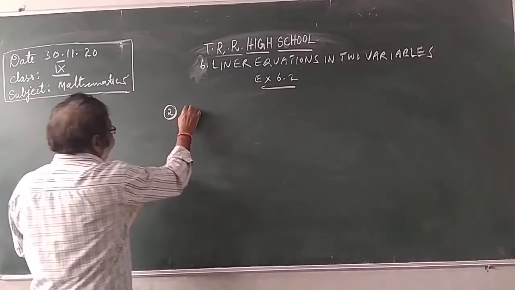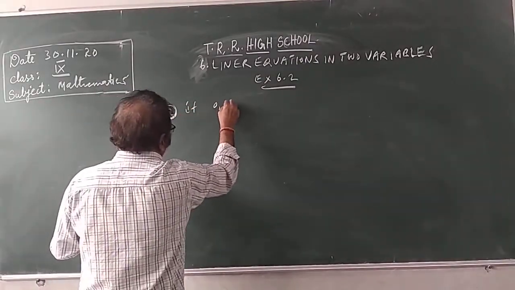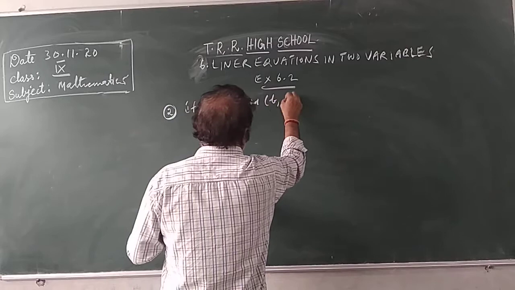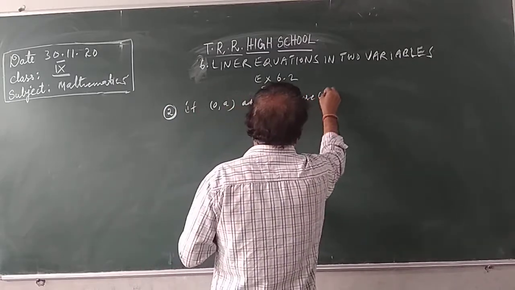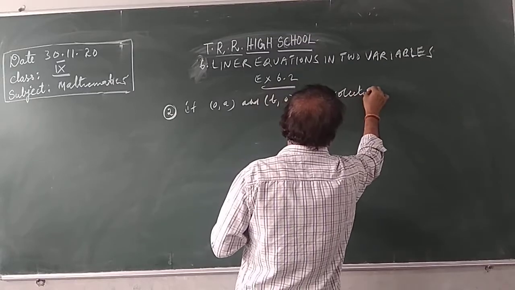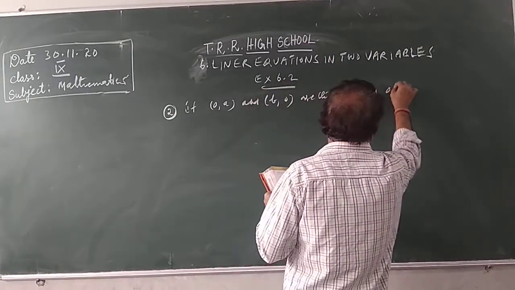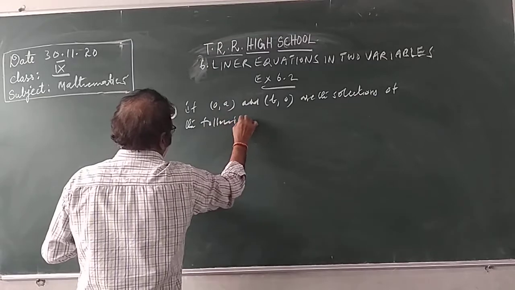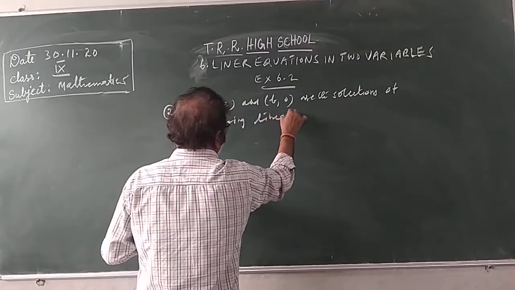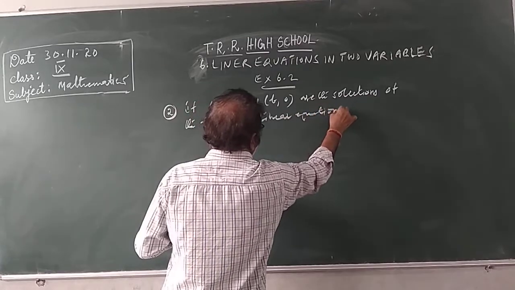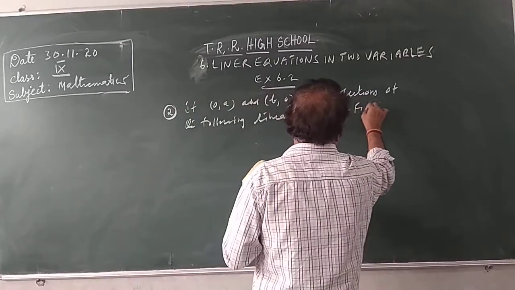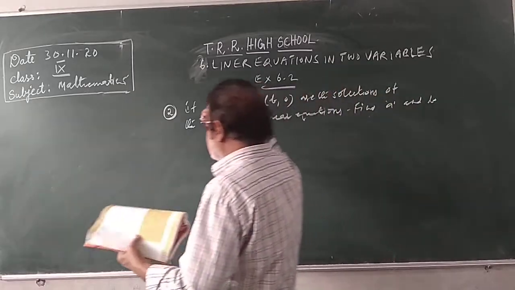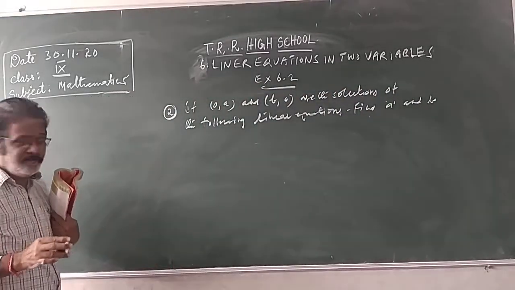If (0, a) and (b, 0) are the solutions of the following linear equations, find a and b. (0, a) and (b, 0) are the solutions.